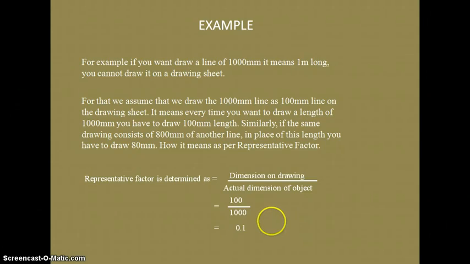Like this we need to find the representative factor for reducing the larger dimensions as per a particular ratio. This ratio we apply to all the dimensions of a large object, and then we are able to draw the diagram of that object. So this is the way of finding the representative factor. This is an example I have explained for your understanding. How the problem will be given, we discuss next.